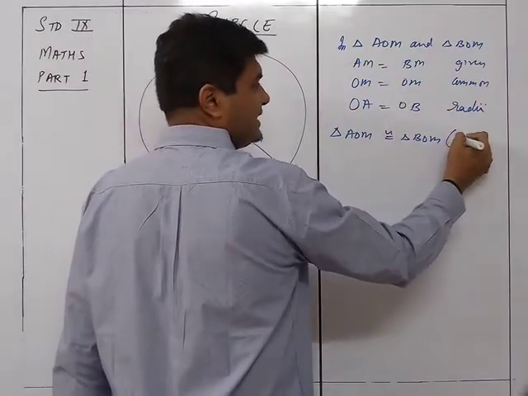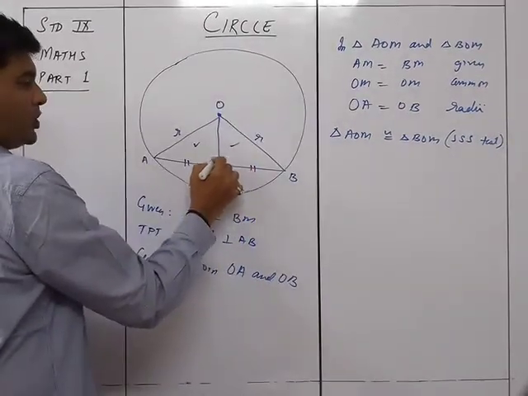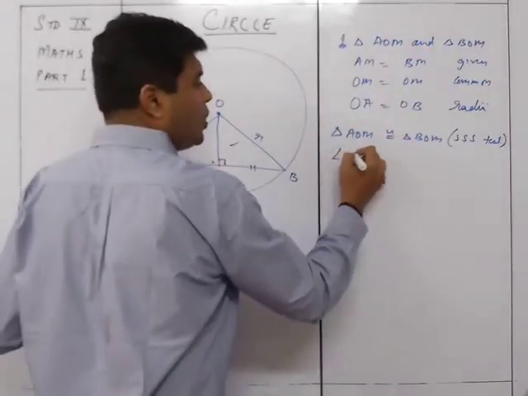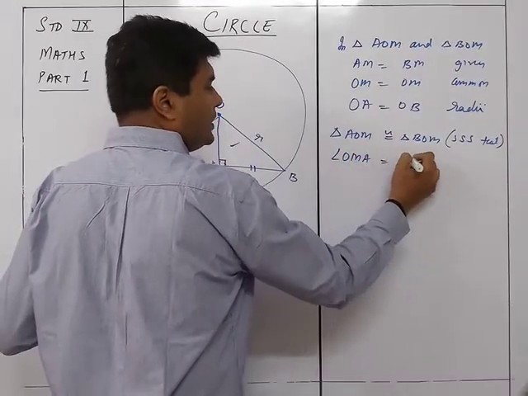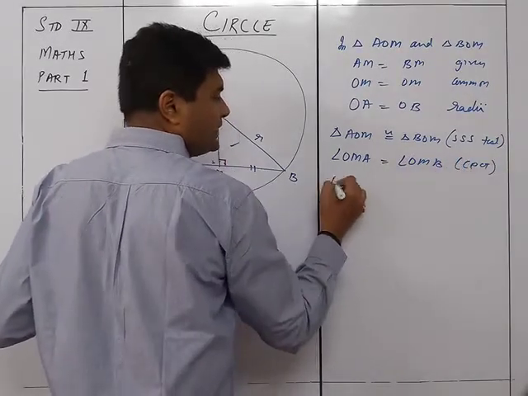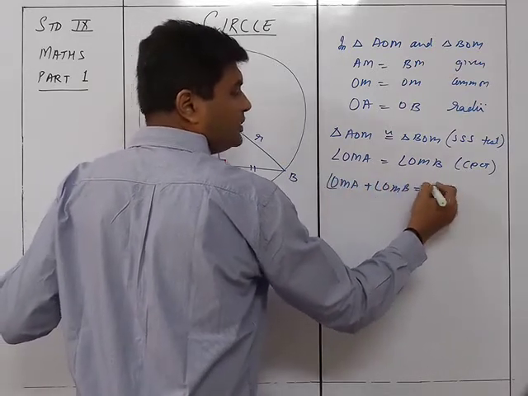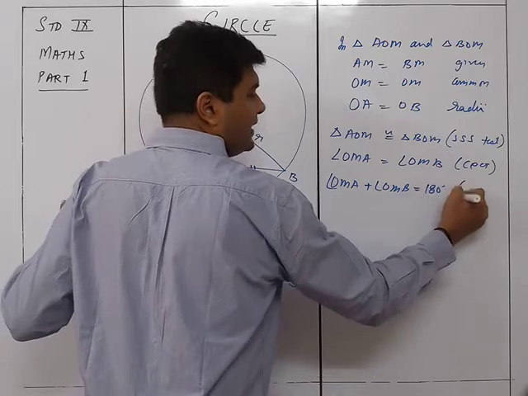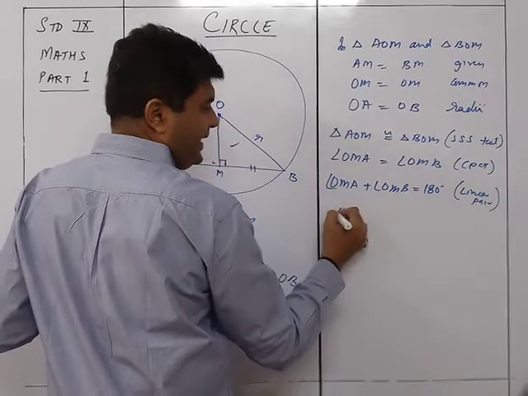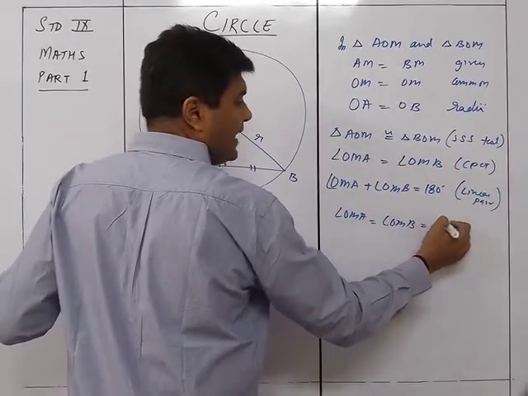SSS. So it is SSS test. Once this triangle and this triangle are congruent, automatically these two angles are also equal by CPCT. So angle OMA is equal to angle OMB by CPCT. But we also know that angle OMA plus angle OMB is equal to 180 degrees because they are a linear pair. Hence we find that angle OMA is equal to angle OMB is equal to 90 degrees.